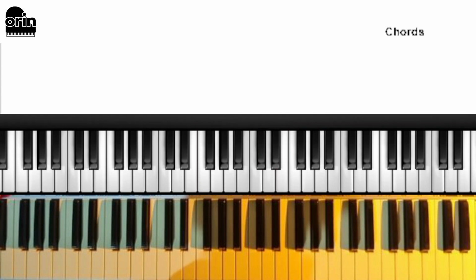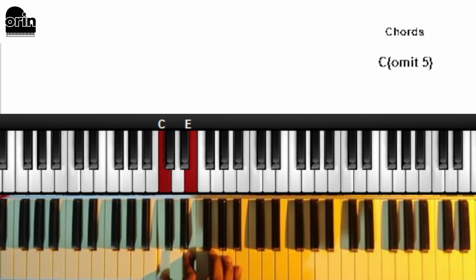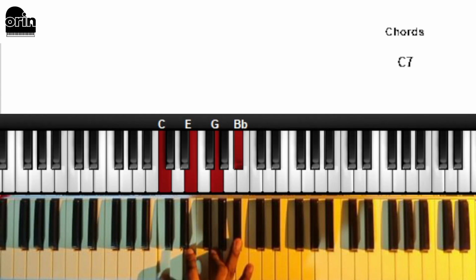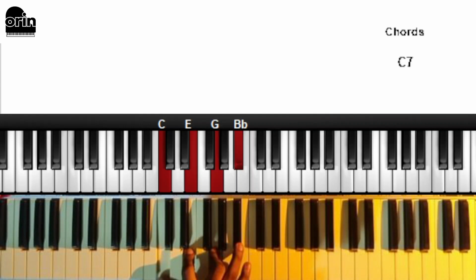But for some chords that consist of four notes, for example, I mentioned C7. C7 consists of C, E, G, and B flat. For a chord like this, there are three inversions that we can have. So this is the root position, where C is the lowest.